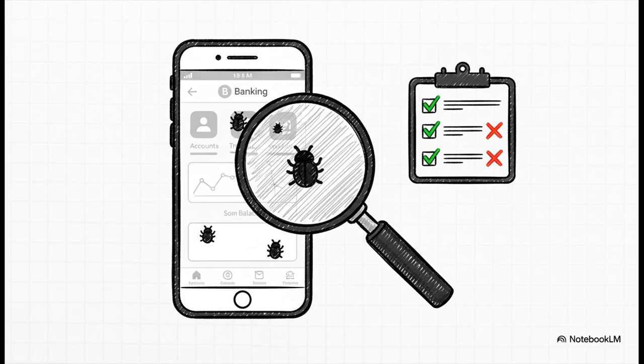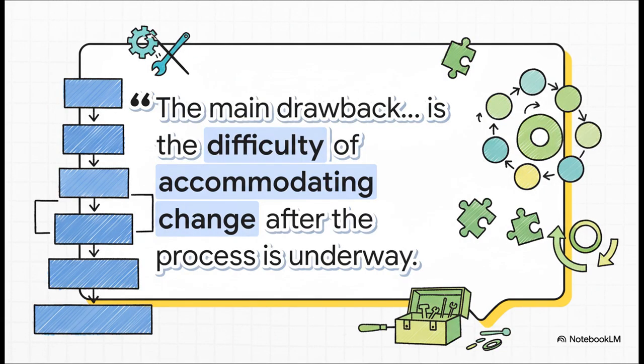Now get this, only after every single piece of code for every feature has been written do we finally move to testing. The whole app is put together for the very first time, and a completely separate team just tries to break it, finding all the bugs before it goes out the door. And this right here, this brings us to the model's Achilles heel.